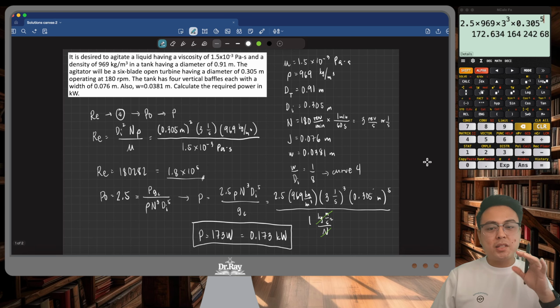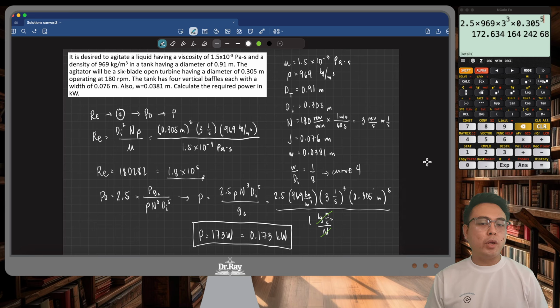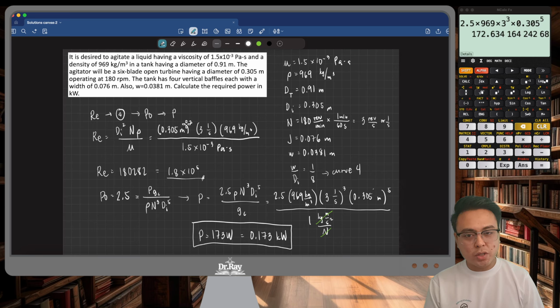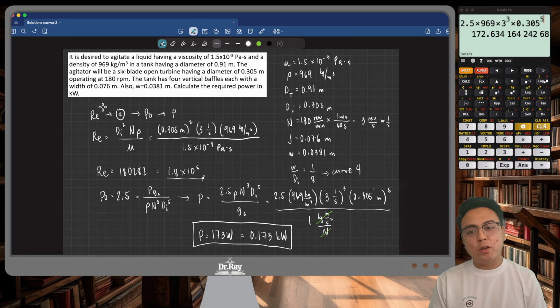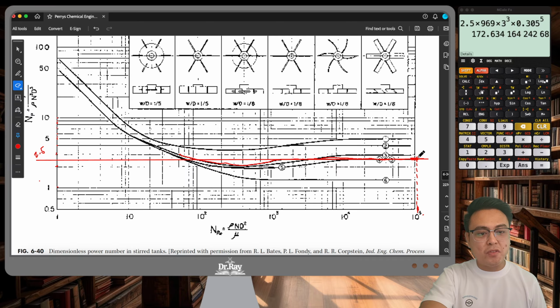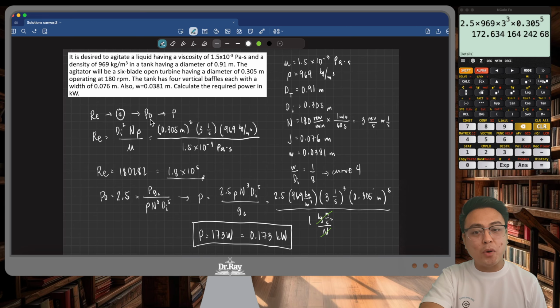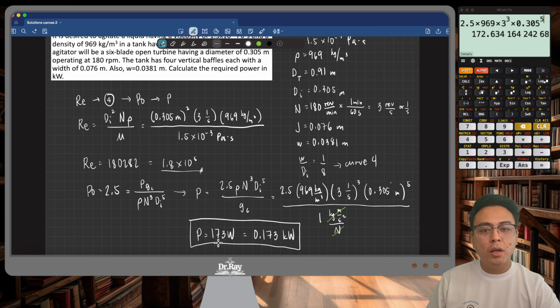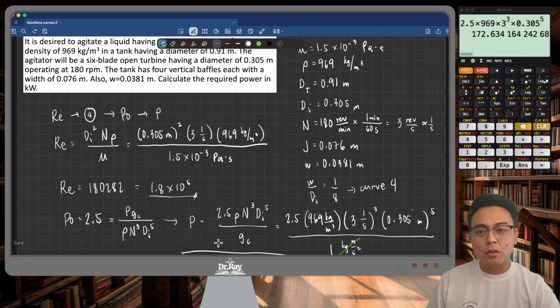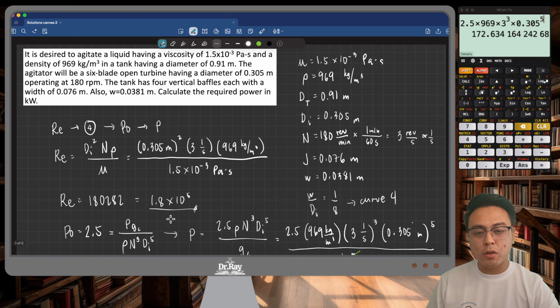And that's the very simple way on how we can estimate agitator power. Just follow these steps right here. Get the Reynolds number, identify the proper curve, because remember that the proper curve is very important in getting the correct power number. If we misidentify the curve, clearly you would get a different power number. And if you get a different power number, then you would get a different power calculation as well. Okay, that's how we estimate the required power of agitation systems.